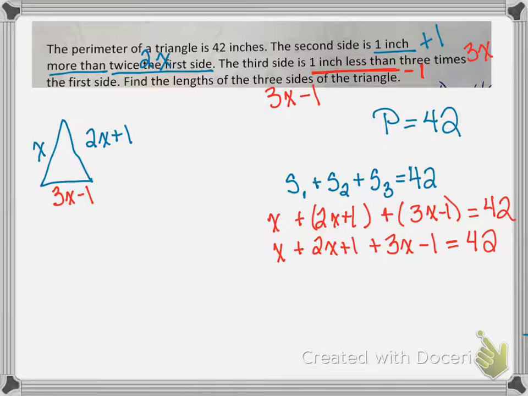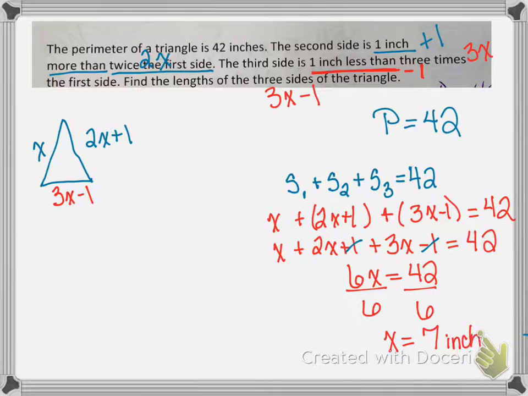Okay. My positive 1 and my negative 1 give me what? 0. 1x plus 2x plus 3x. Good. So we have 6x equals 42. We divide both sides by 6. X is 7 what? Inches. Yep, inches.